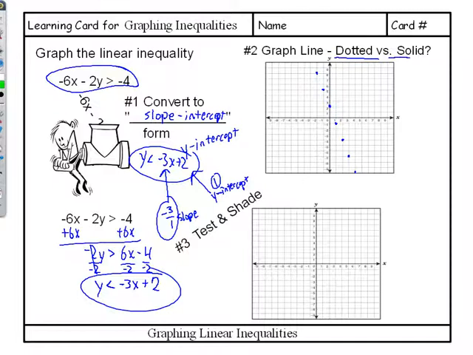Now, the next decision I need to make is, am I going to go with a dotted line or a solid line? The way you decide is the inequality symbol. If it's a less than or a greater than symbol, we're going to do a dotted line. And if it's a less than or equal to, or greater than or equal to, we're going to do a solid line. I'll explain that in a second. So on this particular one, we're doing a dotted line.